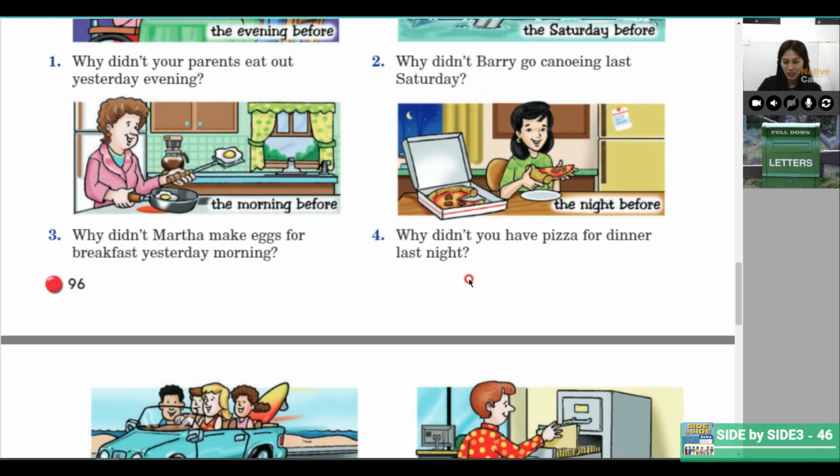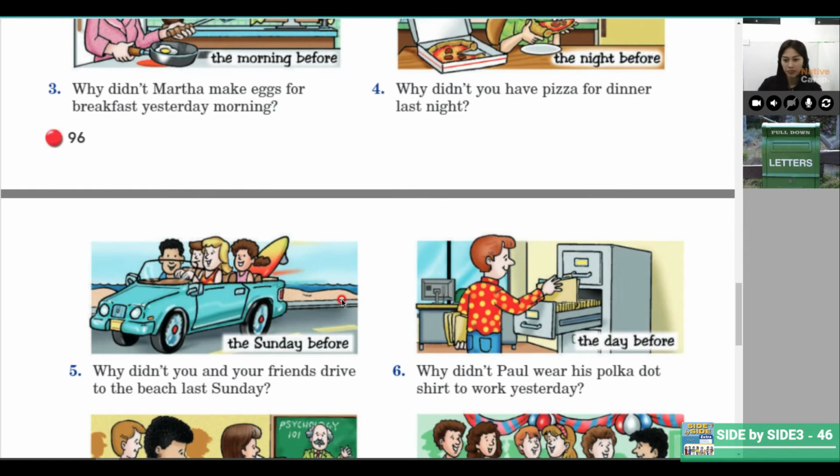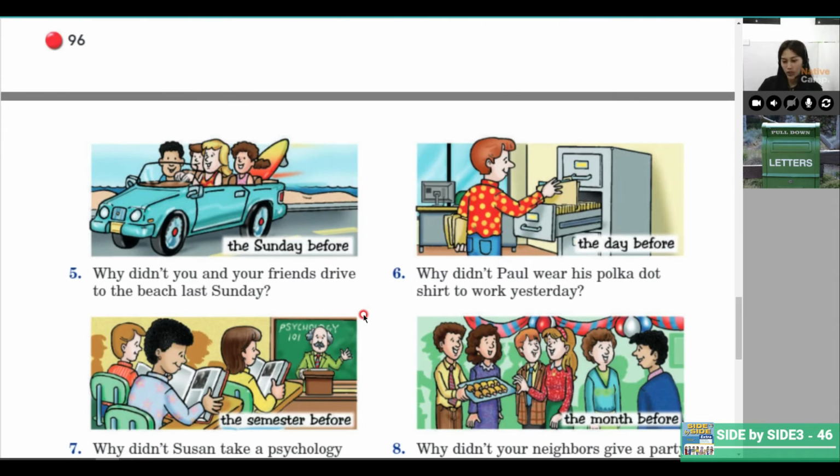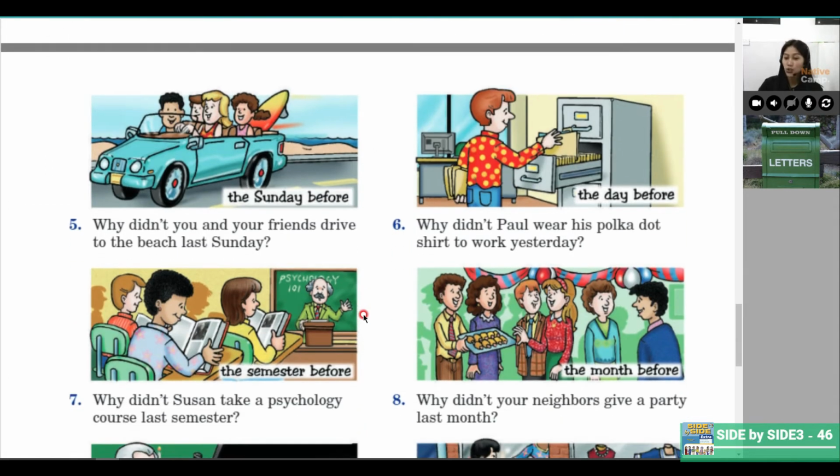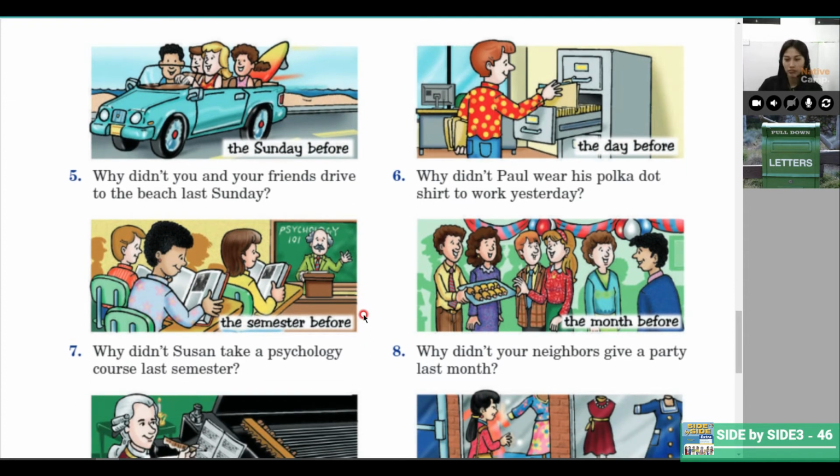Why didn't you have pizza for dinner last night? I didn't want to. I had pizza for dinner the night before. Why didn't you and your friends drive to the beach last Sunday? We didn't want to. We had driven to the beach the Sunday before. Why didn't Paul wear his polka dot shirt to work yesterday? He didn't want to. He had worn his polka dot shirt to work the day before. Why didn't Susan take a psychology course last semester? She didn't want to. She had taken a psychology course the semester before.